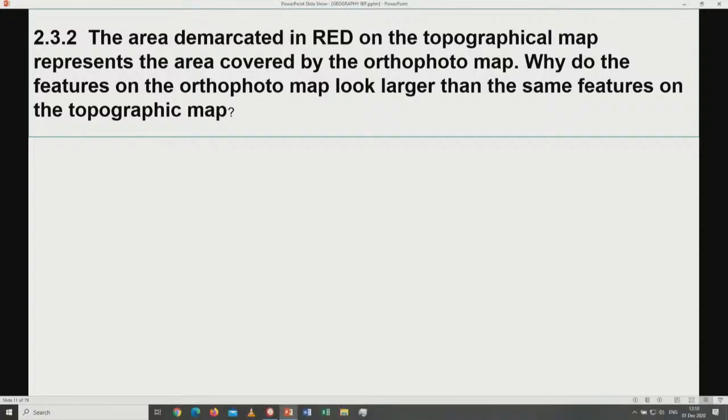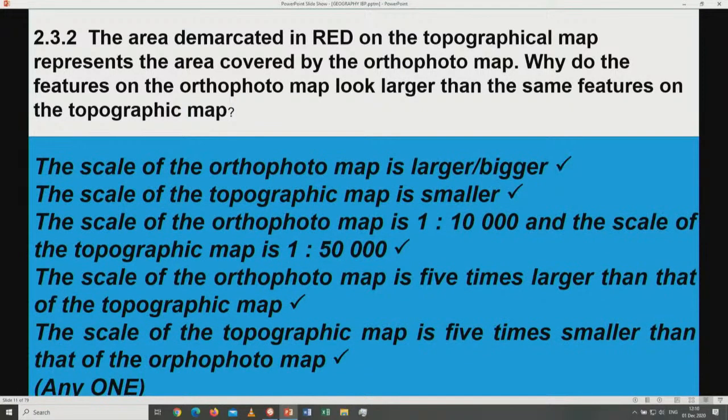So there you have it. These are the reasons, grade 12. It's because of the scale. The scale of the orthophoto map is larger or bigger, so the scale of a topographical map is smaller. Remember that the scale that says 1 is to 50,000 means that the features have been reduced 50,000 times. But the one that says 1 is to 10,000 means that the features have been reduced 10,000 times. That is why the larger the number of the scale, the smaller the features on that map. So those are the answers.